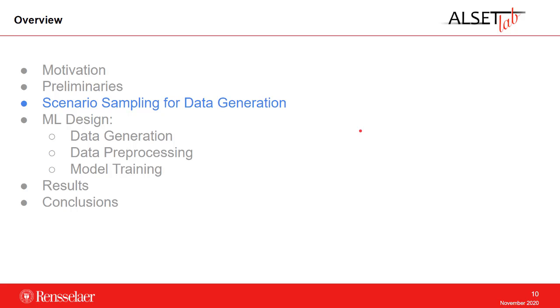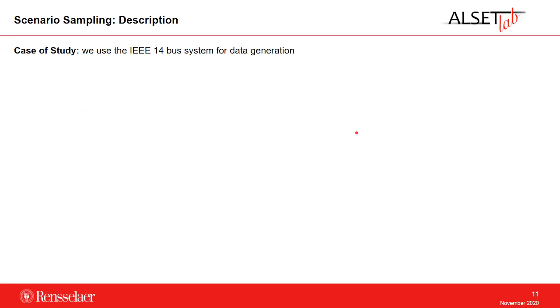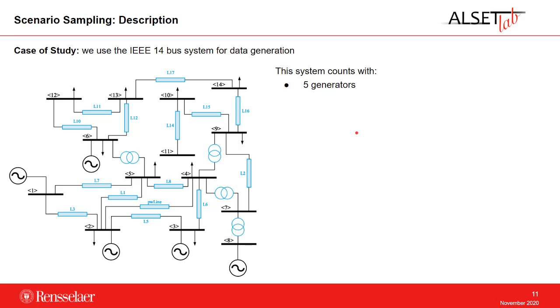After having talked about the damping ratio as a discriminative scalar metric, it's time to focus our attention on scenario sampling, that is, how the different contingency scenarios will be generated. As a case study, we propose the IEEE 14 bus system, which has 5 generators, 16 lines, and 4 transformers between buses. So let's constrain ourselves to the case where we want to study line openings.